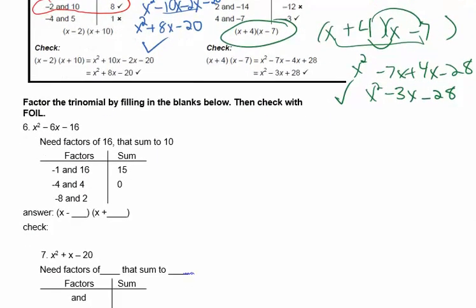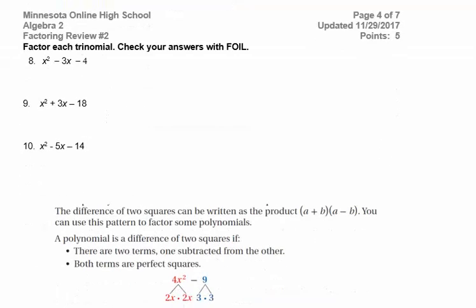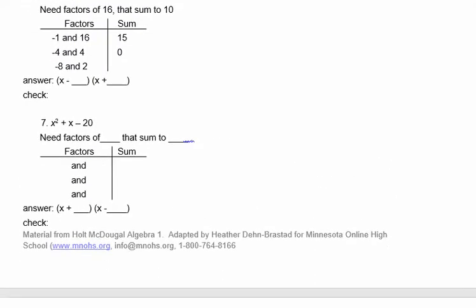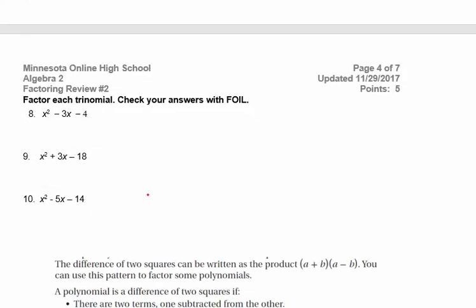So on your worksheet, again, there's a couple of them that are partially filled in, and then there's a few problems to practice on your own. Let's do number 10. So I know I'm going to have an x and an x in my parentheses. Let's find the factors to use. We are going to look for the factors of negative 14 that will add to a negative 5.